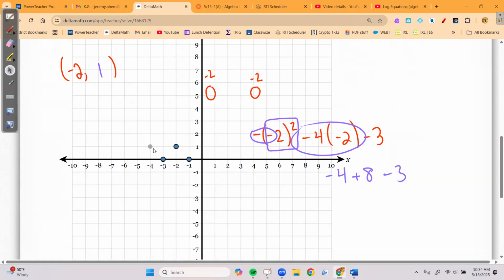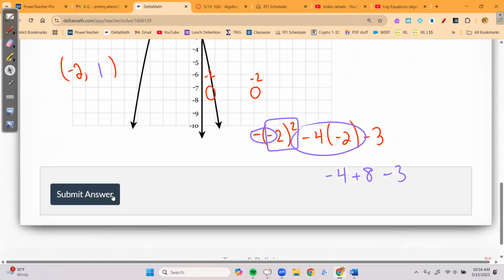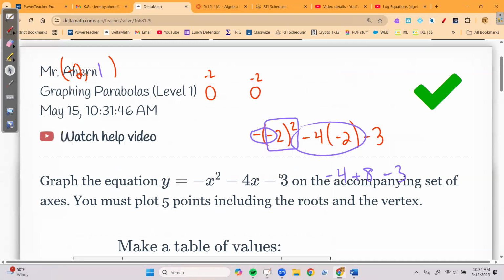So I'm going to go out 2. How far down will I go? 1, 2, 3, 4. Oh, wait, no. Look, done. And this time, if we submit it, it's going to like it because we purposely plotted the 2 points on the x-axis.